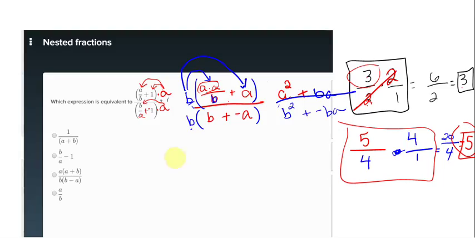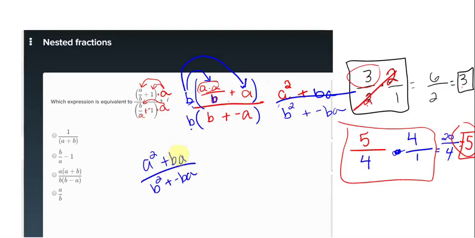All right, now we can see that none of our answer choices here have exponents in them like we do here. But one of these choices is equivalent to this. I'm going to write this down here. A squared plus ba over b squared plus negative ba.